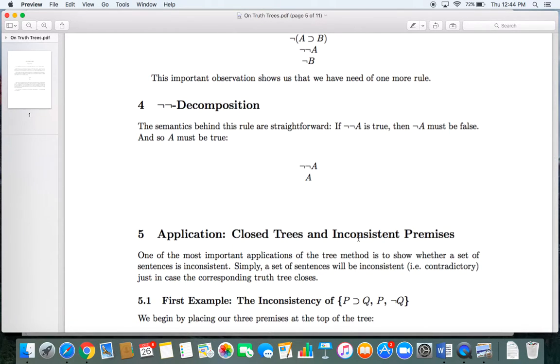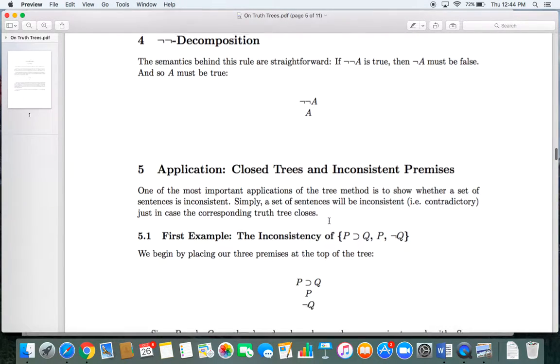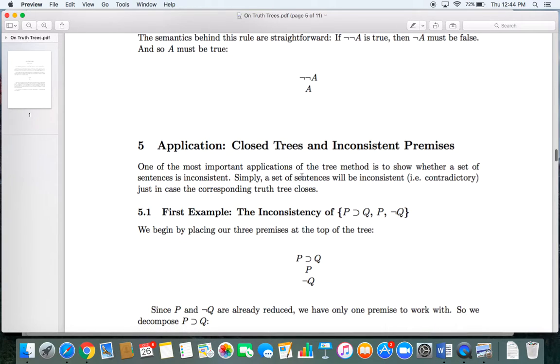Let's talk a bit about the applications of these trees. The biggest application, as we've sort of gone over already, is to show when you've got an inconsistent set of premises. To show that a set of premises is inconsistent, all you have to do is show that the tree in question closes. And if there are multiple branches, then for that tree to close, each of those branches must close. So for example, let's start with a simple one: P horseshoe Q, P, and not Q.